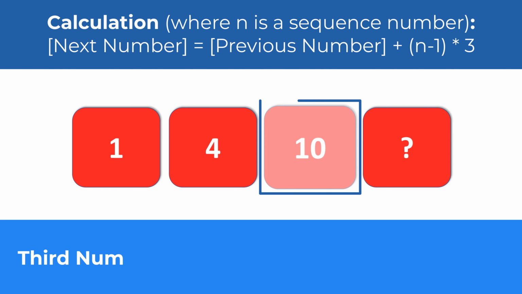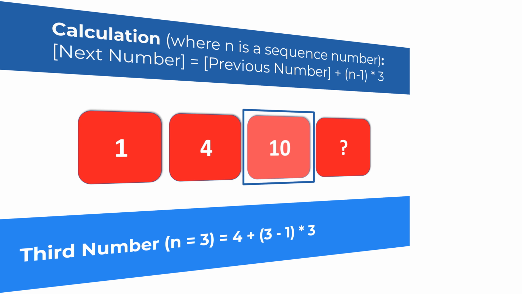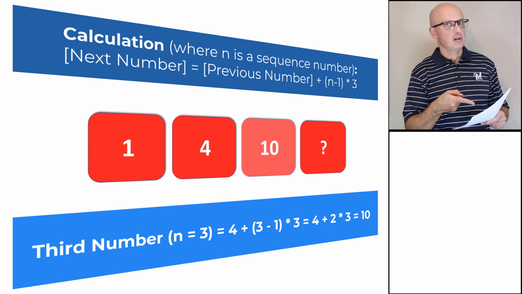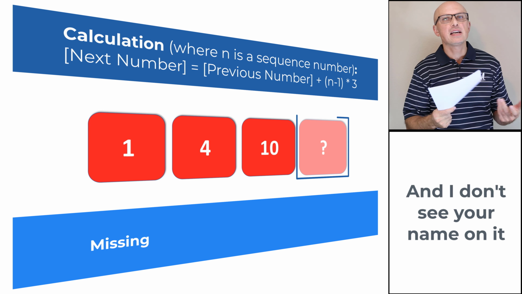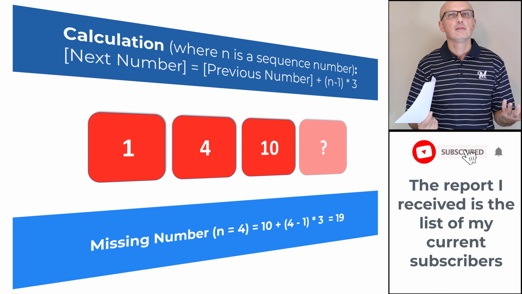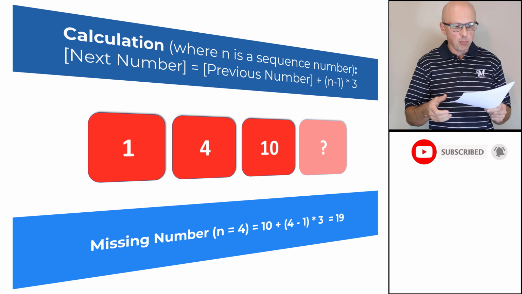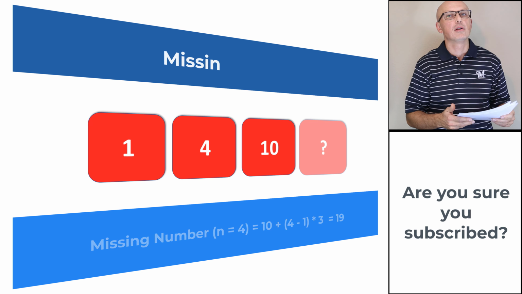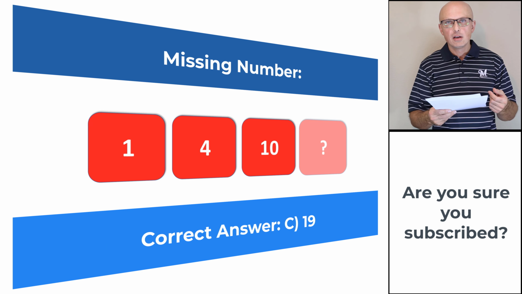The third number, where sequence number is 3, can be calculated as 4 plus 2 multiplied by 3 equals 10. So the missing number, where sequence number n equals 4, can be calculated as 10 plus, in parentheses, 4 minus 1, multiplied by 3 equals 19. So the correct choice here is choice C, 19.